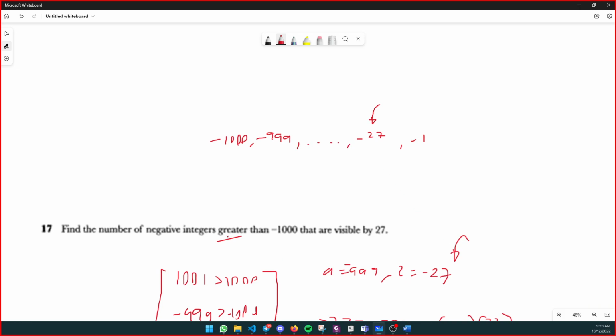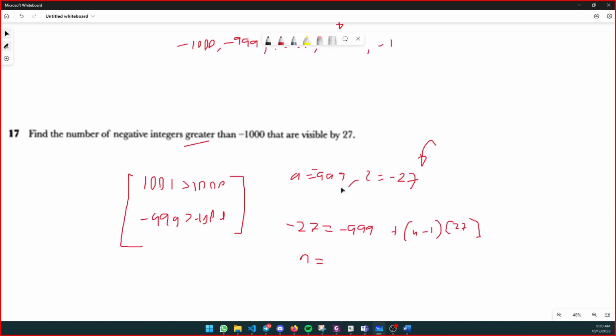Okay. So we're basically trying to find the last value here, and using that we're trying to find n. Okay, negative 999 is the first value.